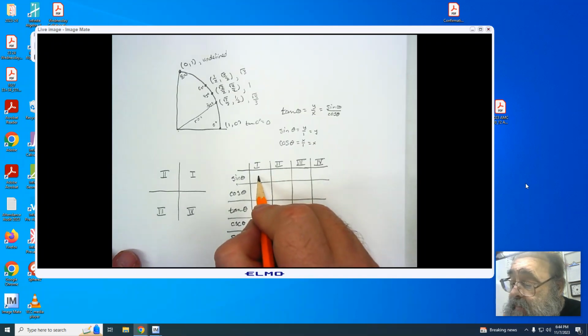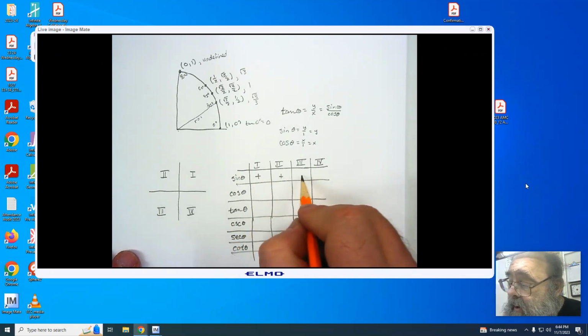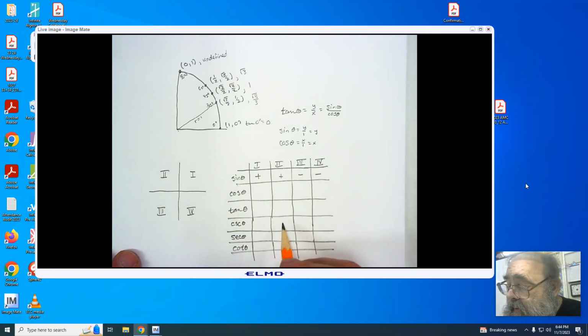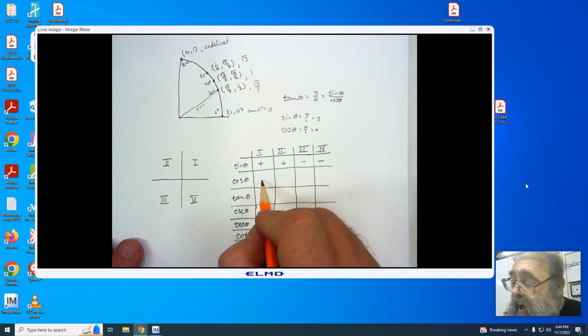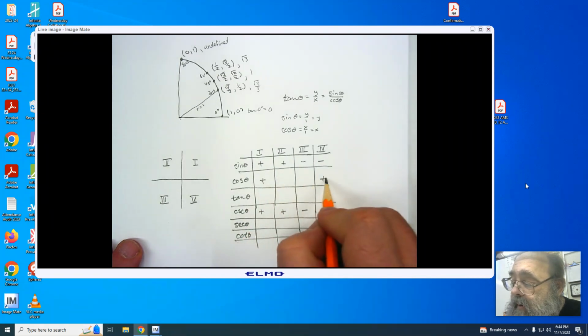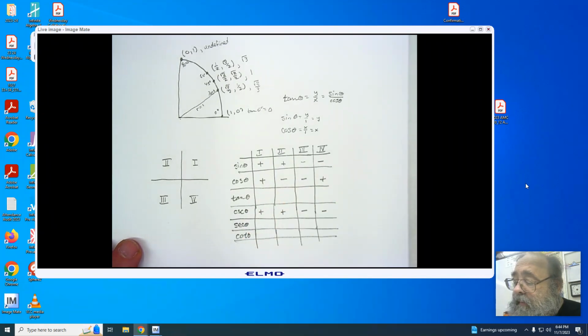Now, since sine is positive in the first and the second quadrant, but negative in the third and the fourth, the cosecant is positive in the first and the second, but negative in the third and the fourth. Cosine is positive in the first and the fourth, but negative in the second and the third.